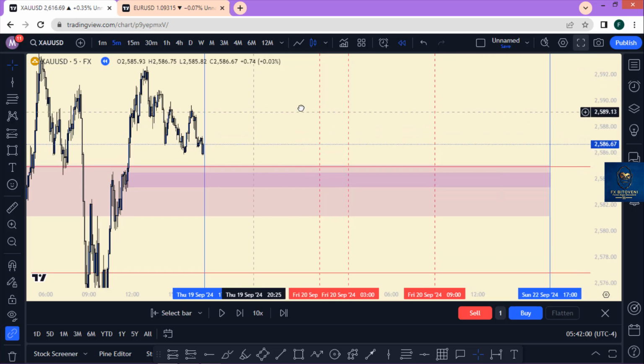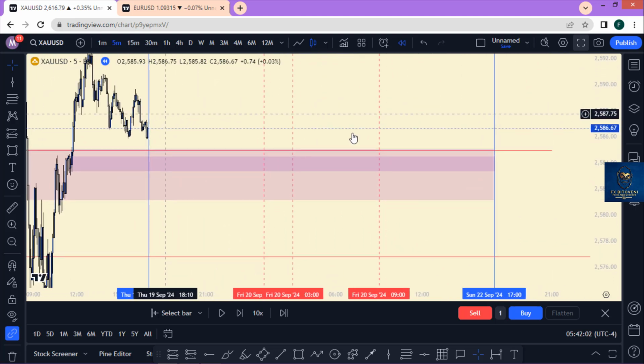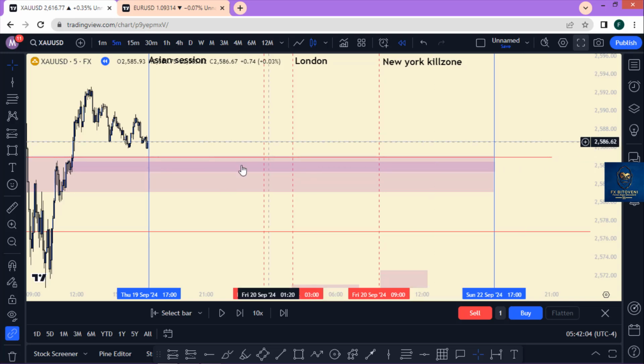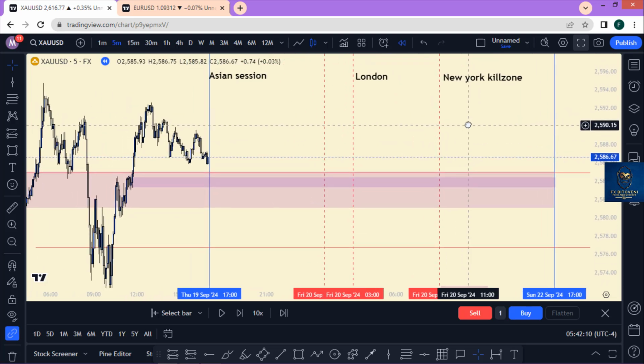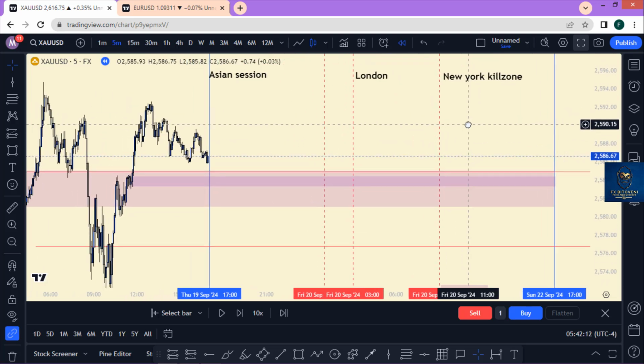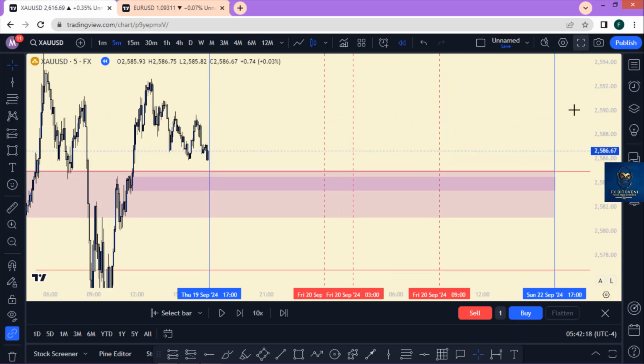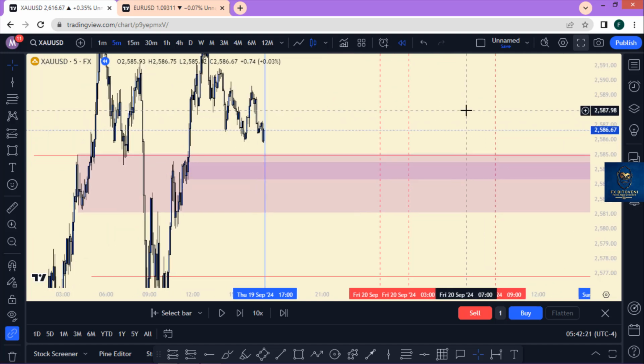Now, if price doesn't give us opportunity in London or New York zone, we let it go.